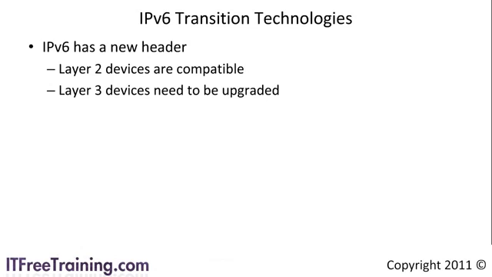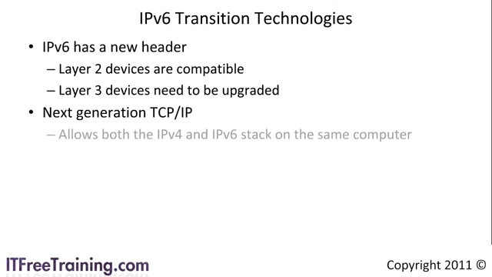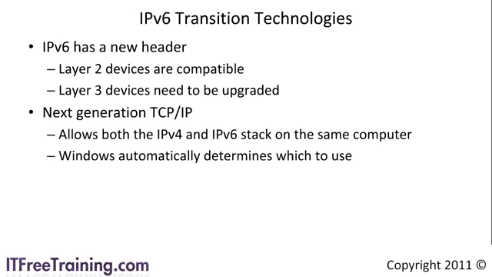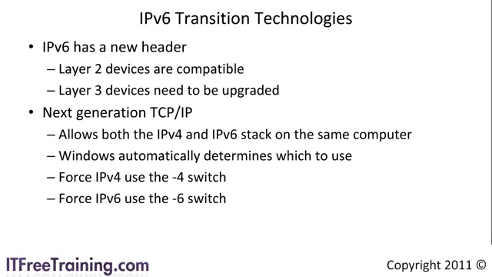You can imagine that many companies won't want to upgrade all their routers to IPv6 anytime soon, so transition technologies are needed. The first is what Microsoft calls Next Generation TCP/IP. Simply put, this means Windows Server 2008 allows both the IPv4 stack and IPv6 stack to be used on the same computer. Windows will attempt to automatically decide which to use. A lot of commands support the -4 and -6 switches. These switches force Windows to use either the IPv4 protocol or the IPv6 protocol.